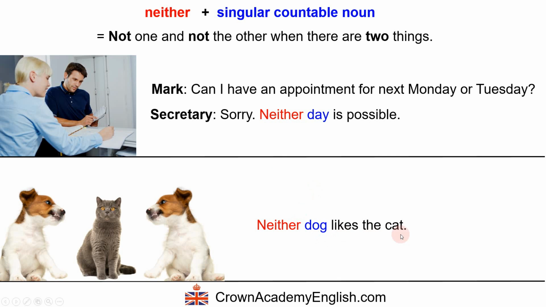Neither dog likes the cat. So what does this mean? First of all, the form: neither, singular countable noun, and the verb again in the singular form, third person singular, likes. So what does this mean? Well, again, there are two dogs. So the first dog does not like the cat, and the second dog does not like the cat. So we say neither dog likes the cat.